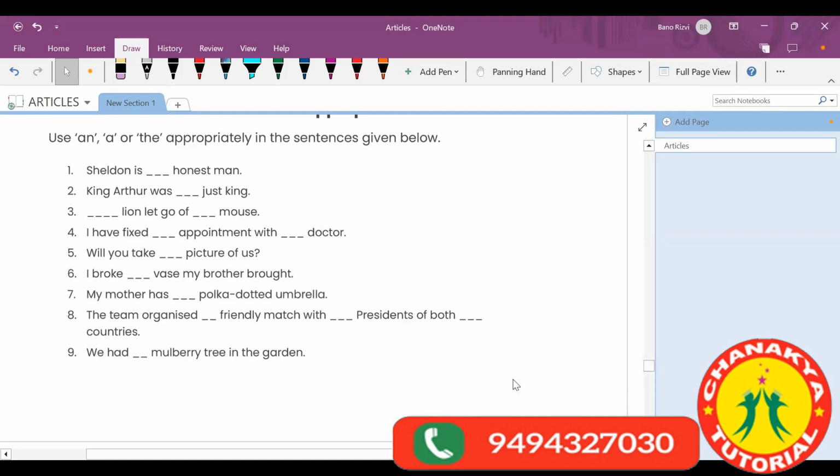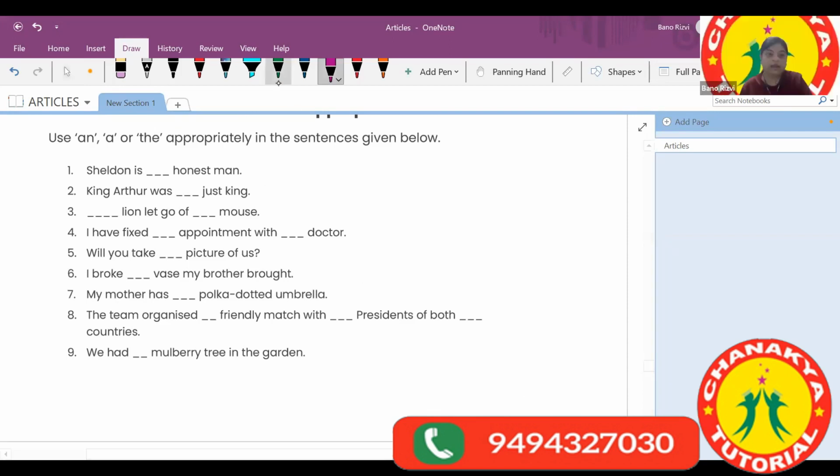Sheldon is a honest man. A or an? Ma'am, I think it's an. An honest man. Yes, because H is silent here. Okay. King Arthur was, yeah, just means justice. Okay. Justice. This is just justice.